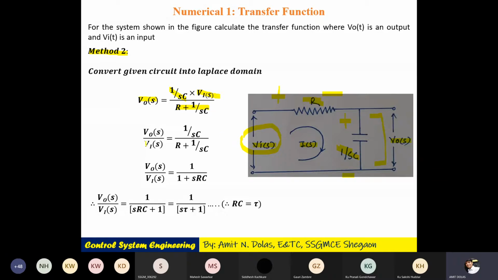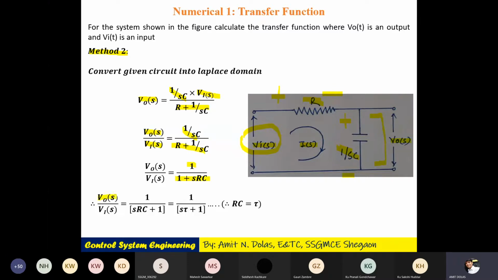Then Vi of s is taken to this side. So Vo by Vi is nothing but the transfer function. It will be 1 by SC divided by R plus 1 by SC. Reforming this, that is multiplying numerator and denominator by SC, it will be 1 upon 1 plus SRC.